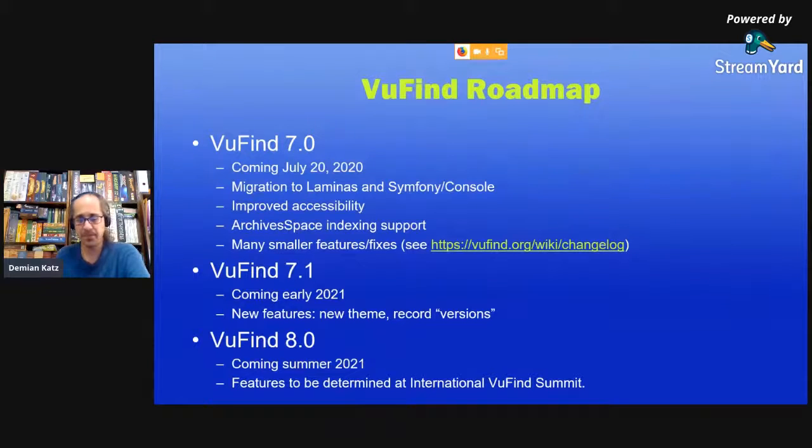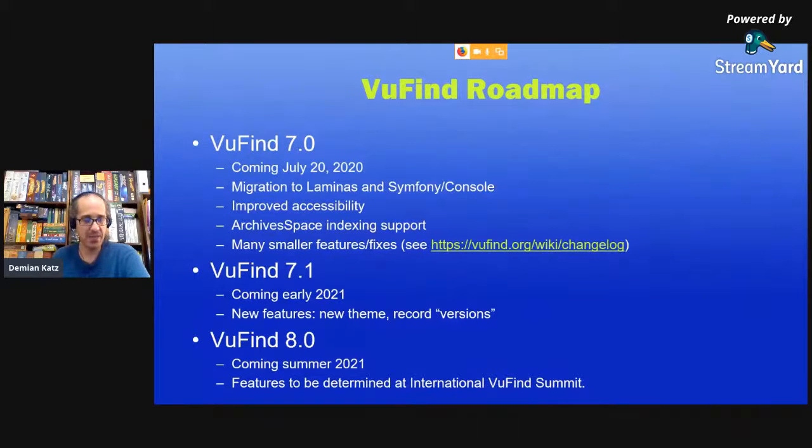There's a big emphasis on web accessibility. So the themes in this release will be improved to better support screen readers and other accessibility devices. There's also going to be support for indexing records from Archive Space, which is the leading open source archives management platform at the moment. And of course, there are many other smaller features and fixes. You can see the changelog on our webpage to learn more.